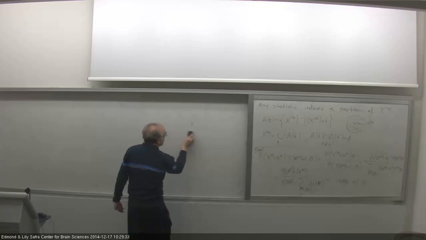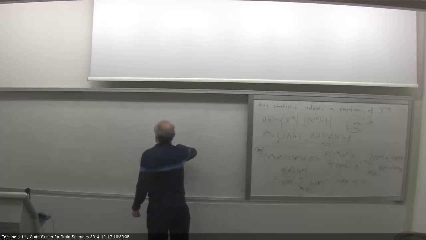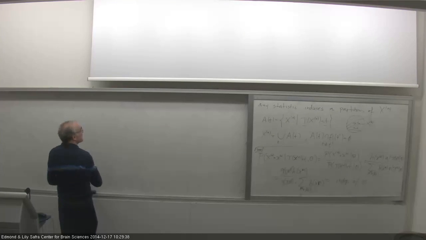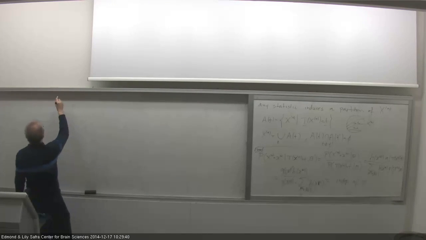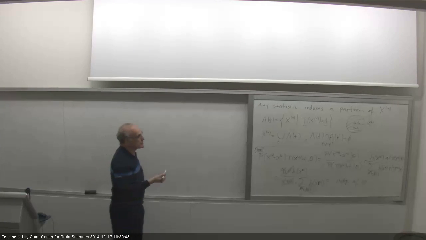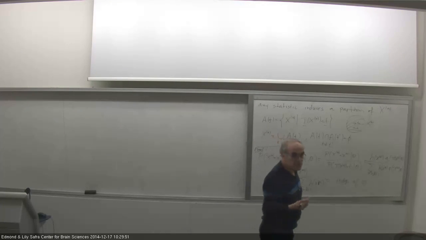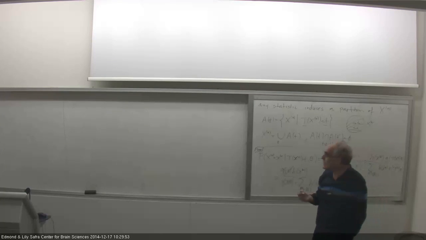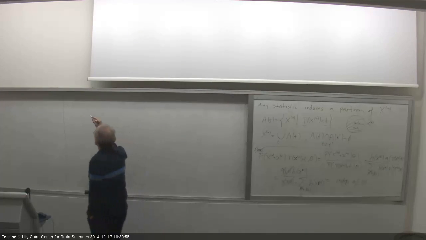So now I can define something which I want to call the minimal sufficient statistic. This part of the board is essentially useless, so I'll start here. I want actually the simplest possible partition of my sample space. So I'll call it Sx.